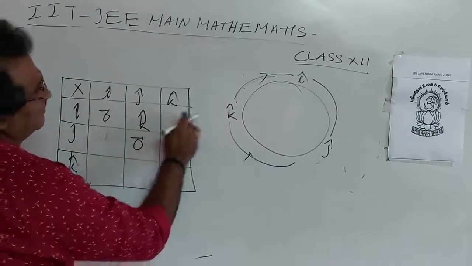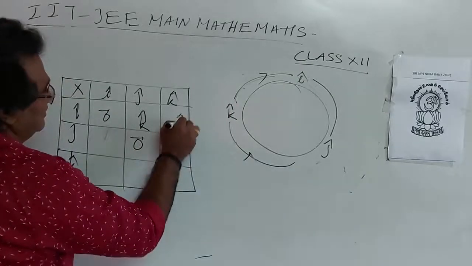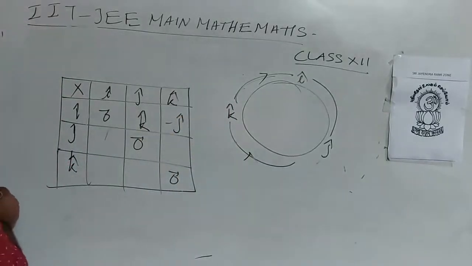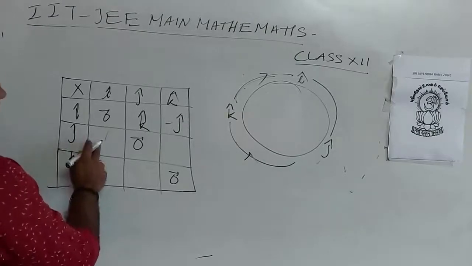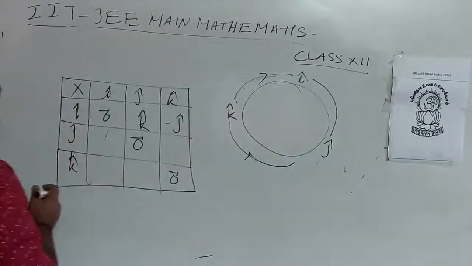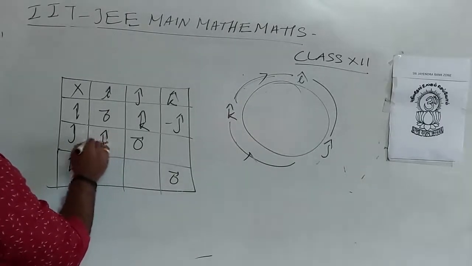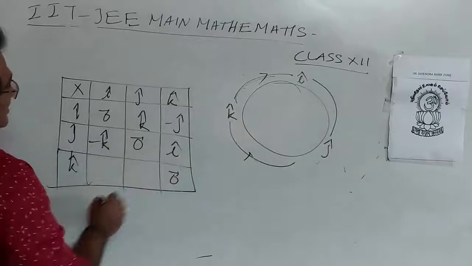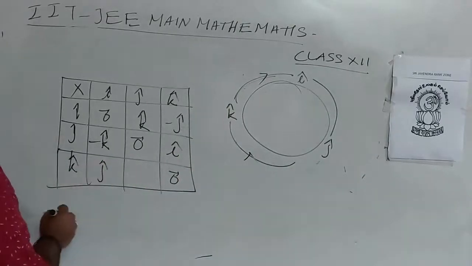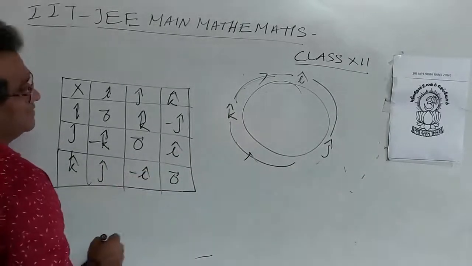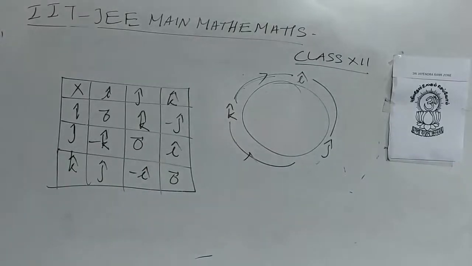I cross K, that is minus J. J cross I, that is anti-clockwise, minus K. J cross K plus I, K cross I plus J, K cross J minus I. If cyclic rotation, the answer will be positive with the third vector. If it's non-cyclic, then we have a negative sign before the perpendicular vector.